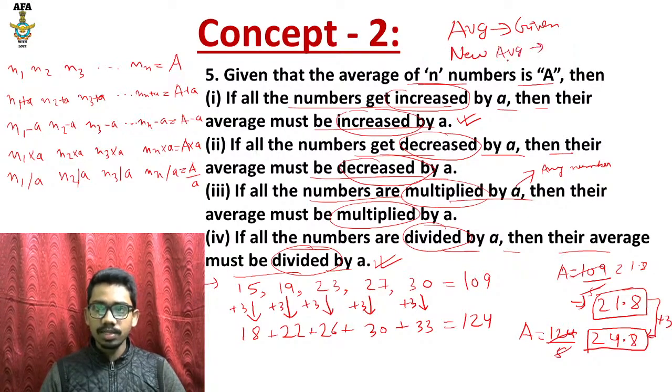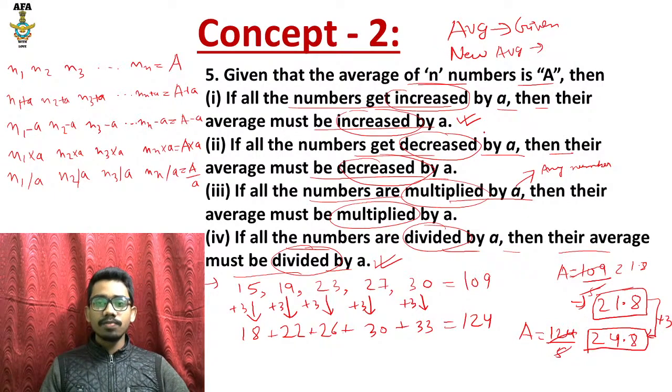So you just remember the concept. If all the numbers get increased by a, then their average must be increased by a. If all the numbers get decreased by a, the average must be decreased by a. If all the numbers get multiplied, then the average must be multiplied. And if all the numbers get divided, the average will be divided. Okay, ठीक है. I hope this is clear.